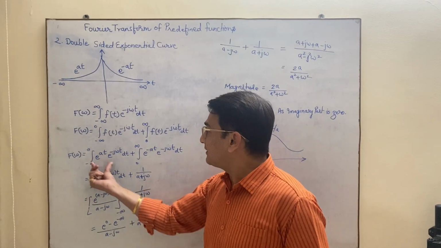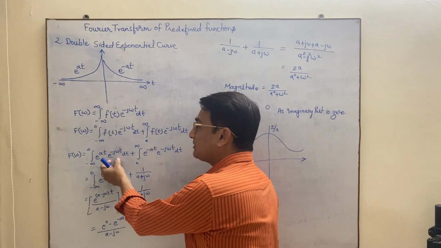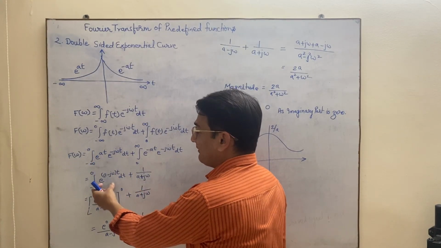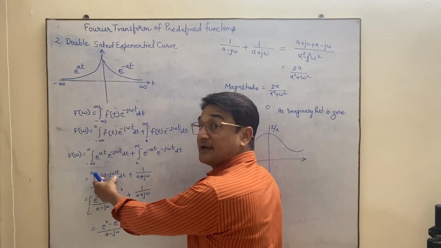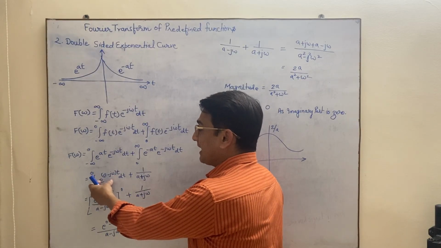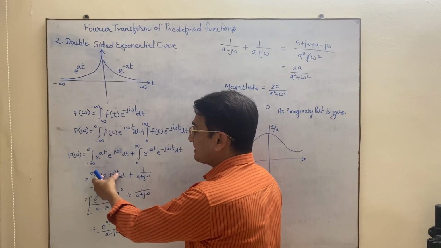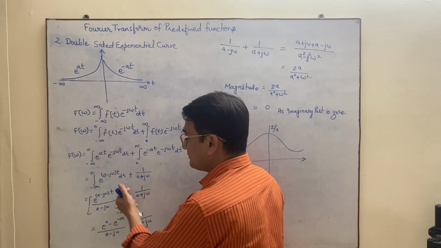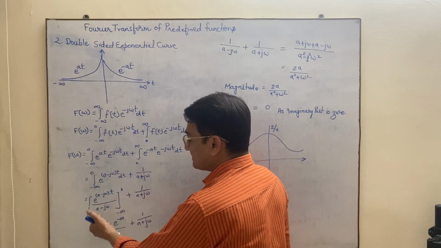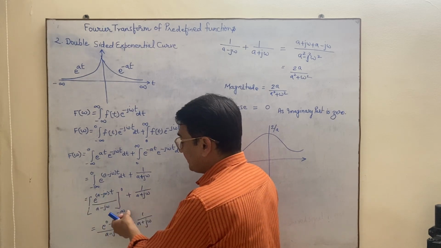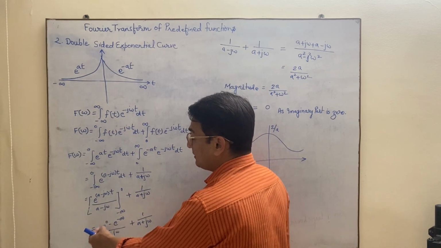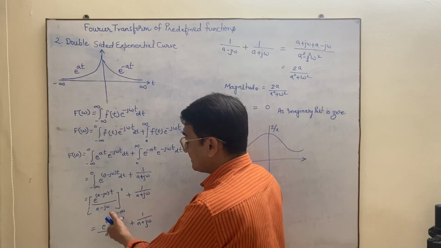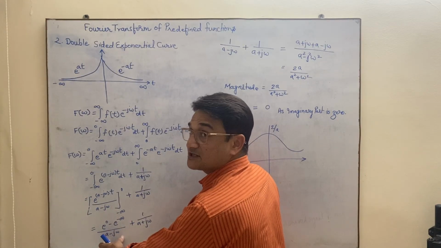From minus infinity to 0, your function is e to the power at times e to the power minus j omega t dt. We will combine these exponential terms. It will become e to the power of (a minus j omega) t dt. So by integrating this, we get e to the power (a minus j omega) t upon (a minus j omega), with the limits minus infinity to 0. When you put e to the power 0 for the upper limit and then e to the power minus infinity for the lower limit, e to the power 0 is 1 and e to the power minus infinity is 0. So 1 minus 0, that is 1 upon a minus j omega.